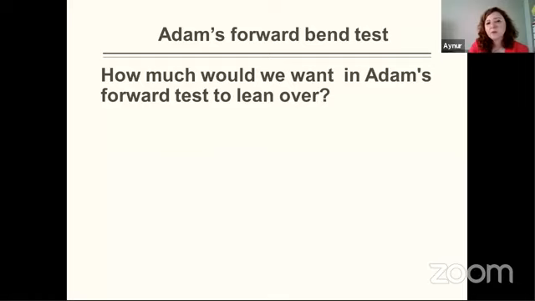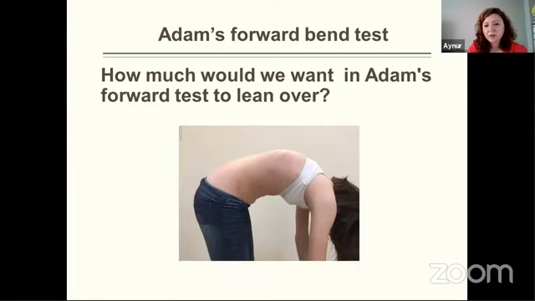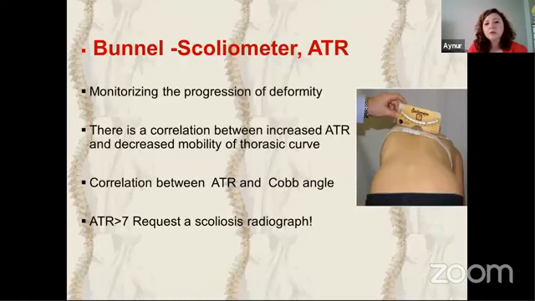And now we came to Adam's forward bending test. It is very important for scoliosis patients because it is simple and you can use it everywhere. How much should the patient lean forward in Adam's forward bending test? You want the hips and shoulders maybe in the same transverse position. We use a balance inclinometer to calculate the angle of truncal rotation, ATR.